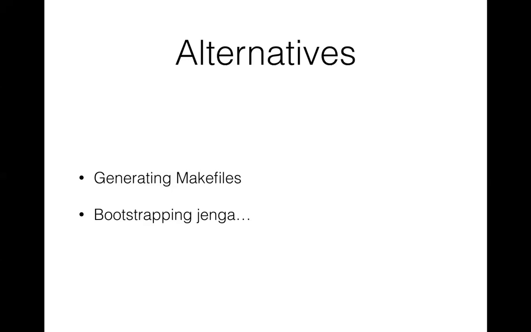Another thing we thought about was trying to bootstrap Jenga, which is a completely crazy idea. Jenga is huge, it's not very portable. That's how desperate we were to get rid of the whole system.